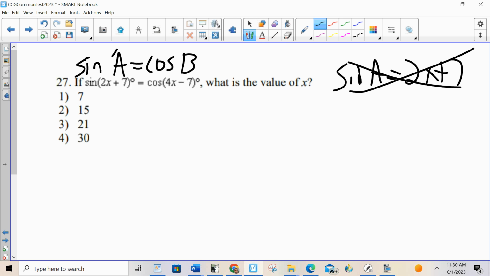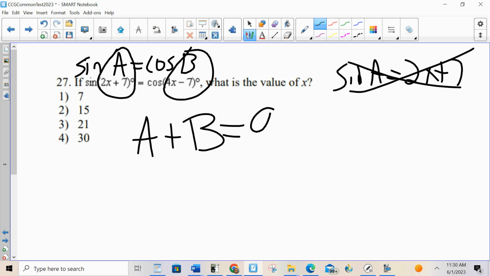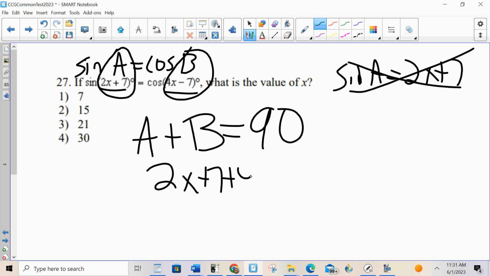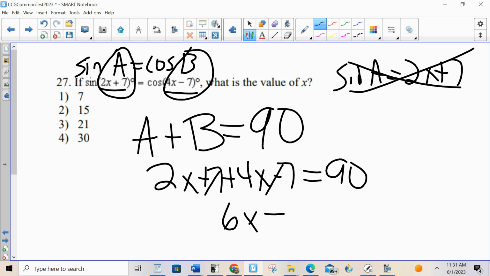A is what comes after sine. A is 2x plus 7. B is 4x minus 7. And A plus B equals 90. So if it's ever sine of something equals cosine of something, those somethings are A and B, and A plus B equals 90. So 2x plus 7 plus 4x minus 7 equals 90, and we solve the equation from there. 6x equals 90, divide by 6, divide by 6, x is 15.